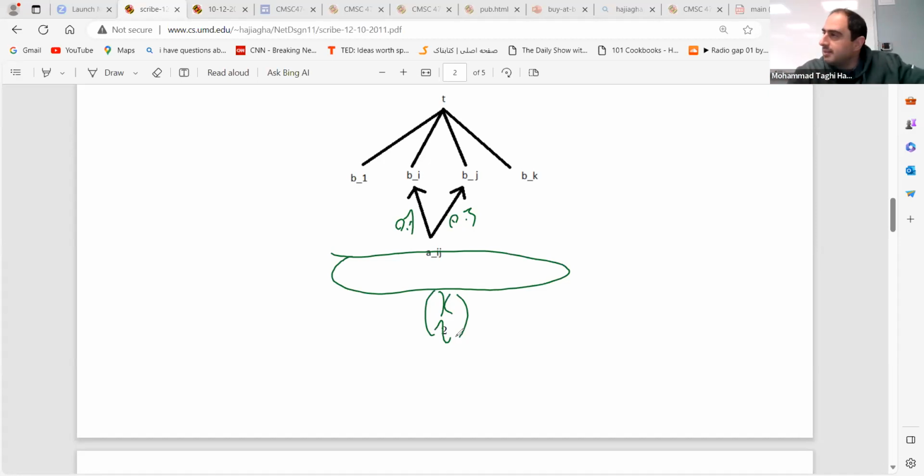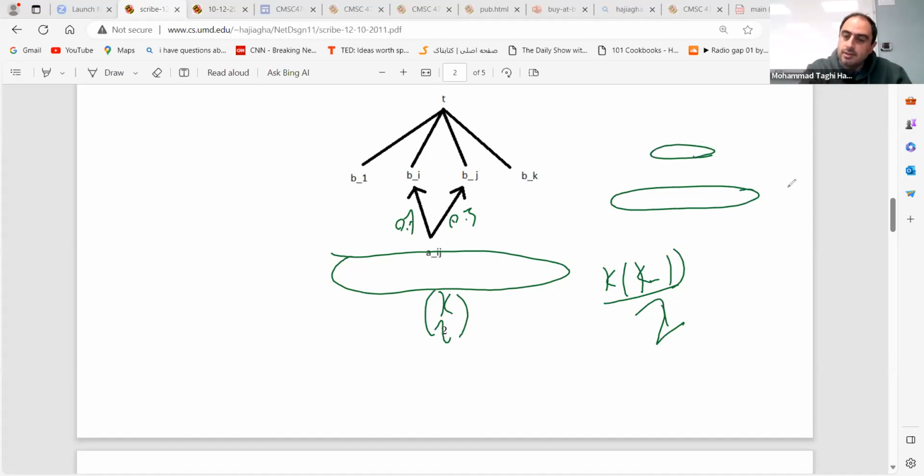How much flow should they send? Essentially order K times K minus 1 over 2. This is the total flow that they need to send, independent of how they route it, which way, how much goes here or there. So this total flow should go from all these Aijs through this. This is A, this is B, and this is T. So this order K squared flow should go from A to B.